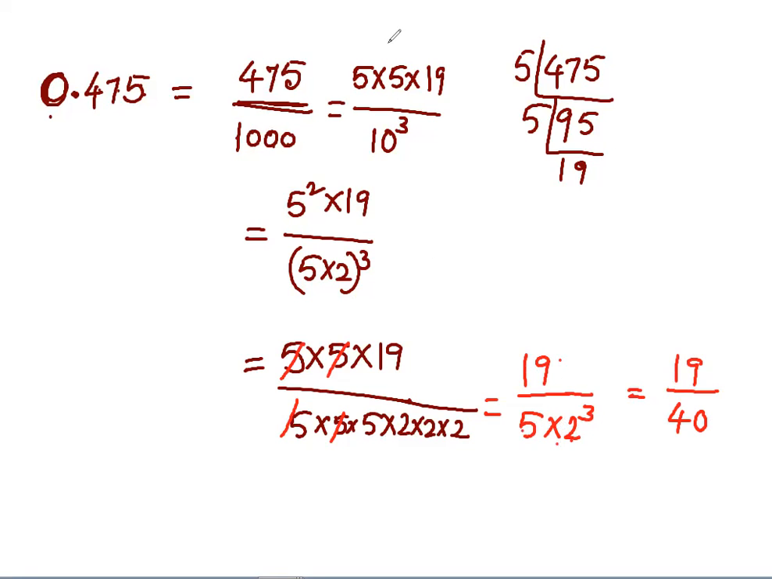Let us take one more example: 2.04. Here, how to convert 2.04 into p by q form? 204. Remove the decimal and count how many digits after the decimal. It terminates after 2 digits, so write 2 zeros in the denominator. Don't count the integral part. Here the integral part is 2 and the decimal part is 04. So 2 digits are there in the decimal part.